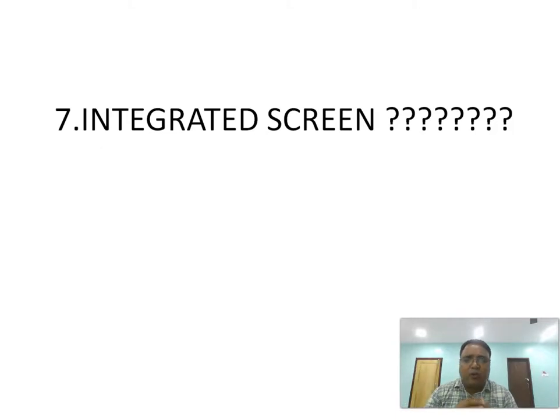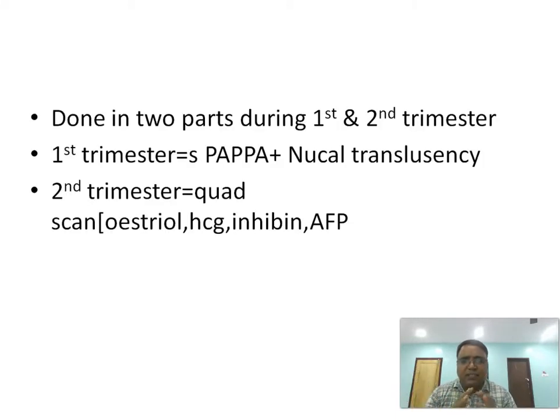Then integrated screen. What do you mean by integrated screen? Integrated screen is done in two parts, during the first trimester and the second trimester. First trimester, what are the tests? It is PAPPA and your nuchal translucency. That is done in your first trimester. Second trimester, your quadruple test, what we have discussed: your HCG, your estriol, your inhibin and AFP. All these things you gather together, then that is called your integrated scan. First trimester PAPPA and nuchal translucency plus second trimester quad scan, combined, is called your integrated scan.